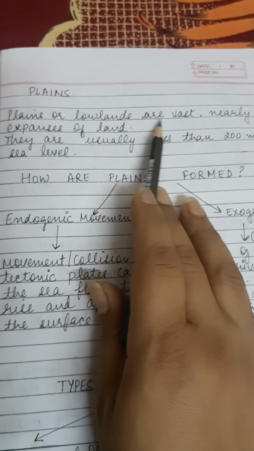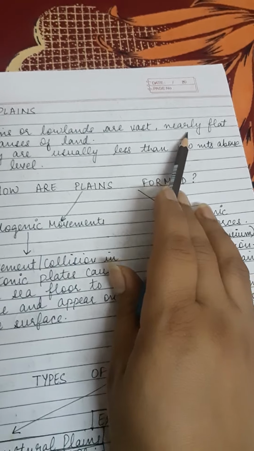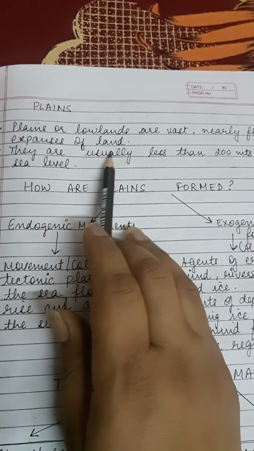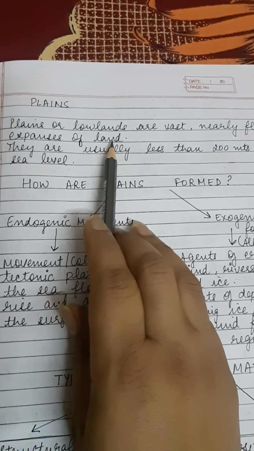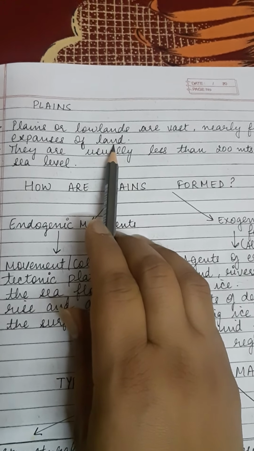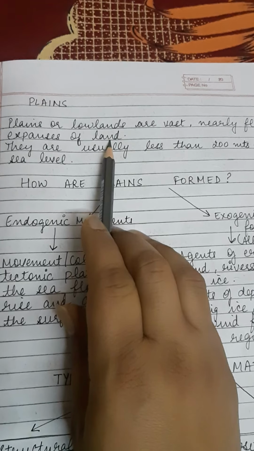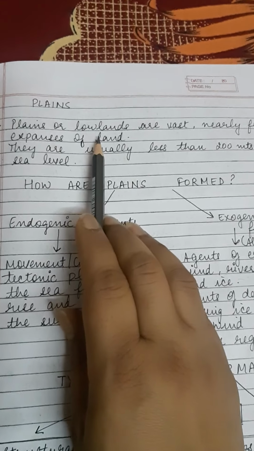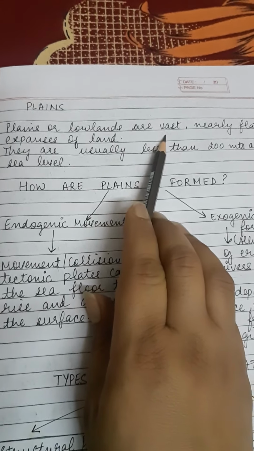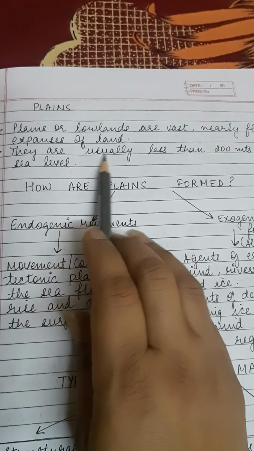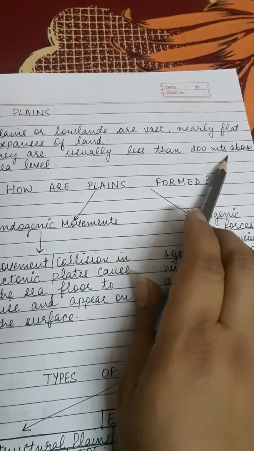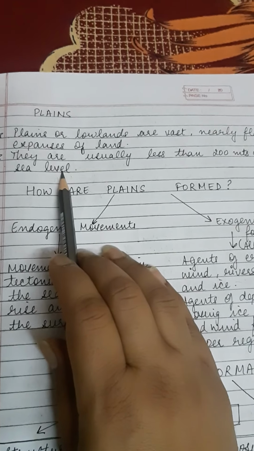Plains or lowlands are vast, nearly flat expanses of land. They are very vast. The area which they cover is a lot more than any other landform on the earth. They are lowlands, and they are vast and nearly flat. Nearly flat means they are usually less than 200 meters above the sea level.